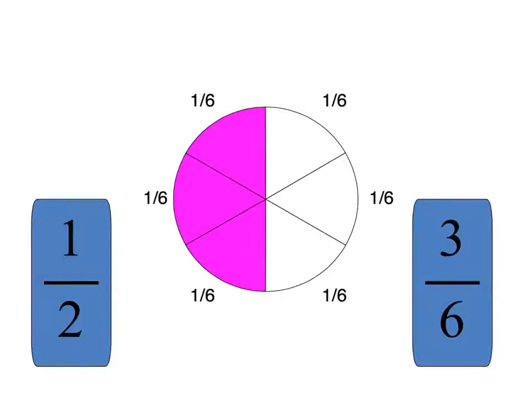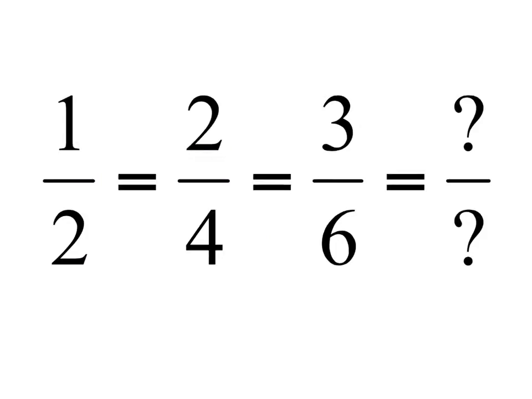1/2 is also equal to 3/6. So if they split it up into 6, you can see that 3/6 is equivalent to 1/2. So 1/2 equals 2/4 and 3/6. But what else does it equal? And how can we work it out without having to draw a circle?